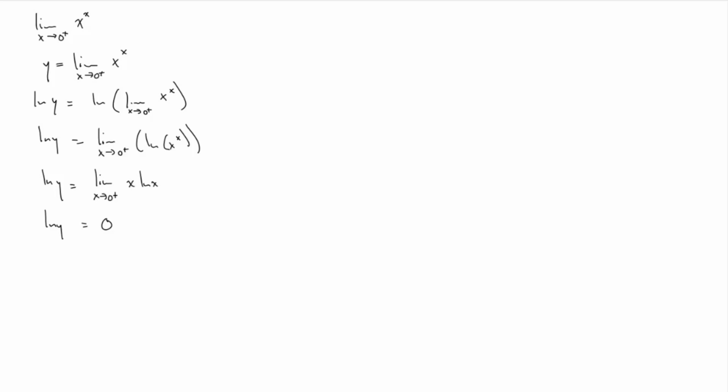And so we have the natural log of y is equal to 0. We'd like to know what y is equal to. And so we raise e to both sides, and that tells us that y is equal to 1. In other words, the answer to the problem, the limit as x approaches 0 from the right of x to the x is equal to 1. Not at all obvious, and yet we've shown that it's true.